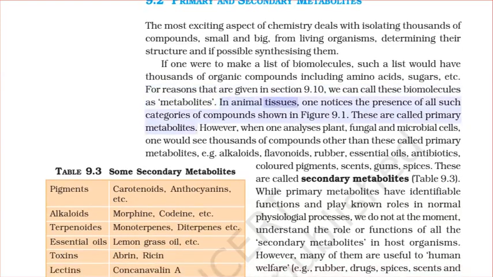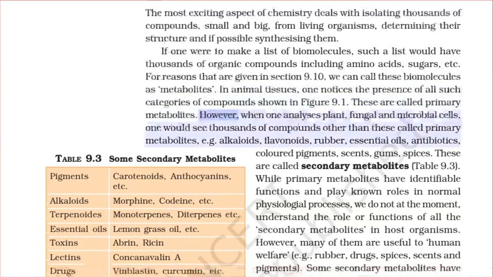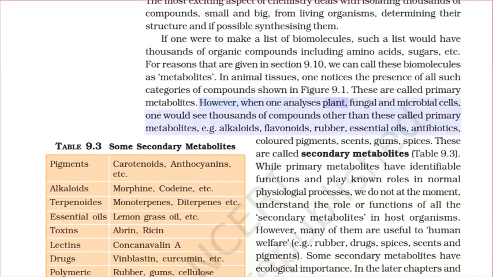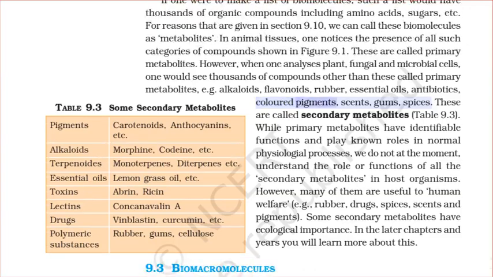In animal tissues, one notices the presence of all such categories of compounds shown in the figure. These are called primary metabolites. However, when one analyzes plant, fungal, and microbial cells, one would see thousands of compounds other than these primary metabolites, for example, alkaloids, flavonoids, rubber, essential oils, antibiotics, colored pigments, scents, gums, spices.